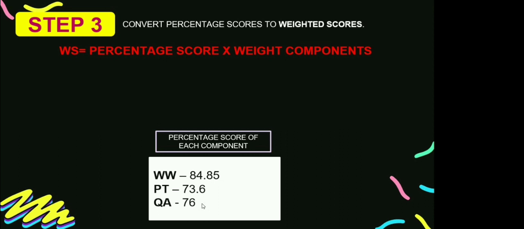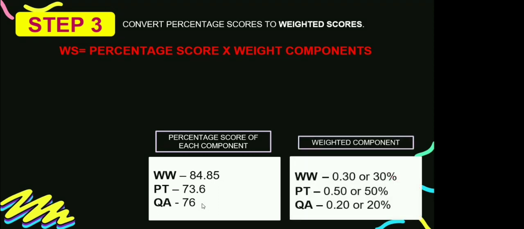First, let us identify the weighted components of each component of the K-12 grading system. In English, the written work is 0.30 or 30%. The performance task is 0.50 or 50%. And for the quarterly assessment, we have 0.20 or 20%. So these are the weighted components. Let us now proceed to the computation.